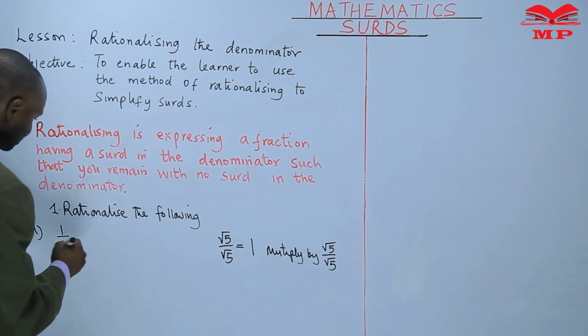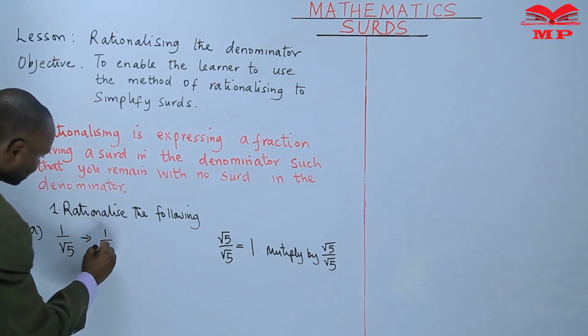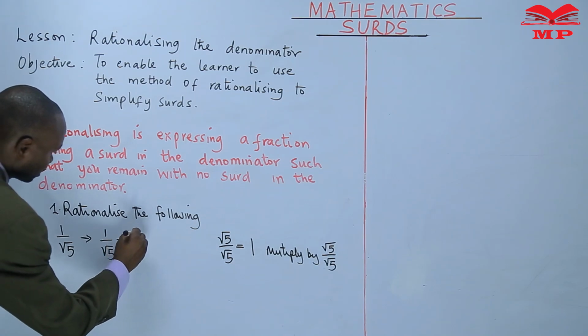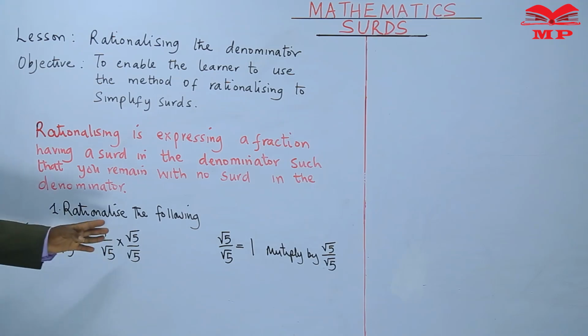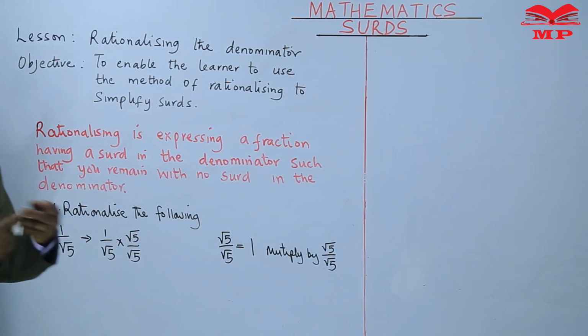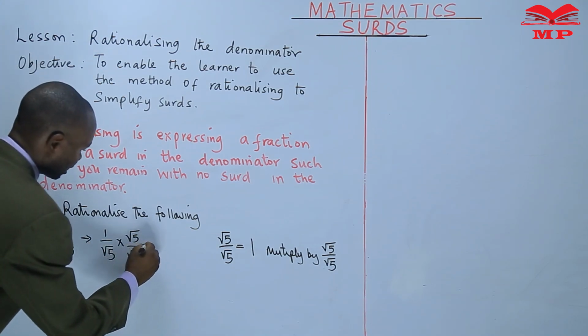So to rationalize, this will become 1 over square root of 5 times square root of 5 over square root of 5. That's why I've told you square root of 5 over square root of 5 is 1. When you multiply something by 1, you've not changed it. So this method is used to make the denominator not have a surd.